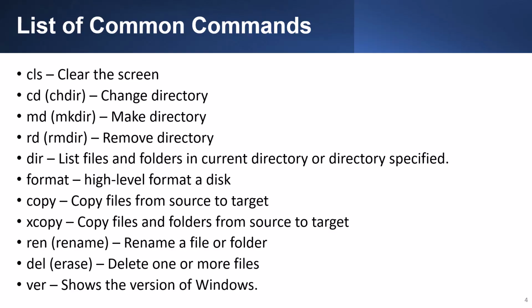The dir command will list files and folders, and format is used to perform a high-level format on a disk. To copy files, you can use copy or xcopy. Ren or rename can be used to rename files or folders, and del or erase can be used to delete one or more files. The ver command shows the Windows version and build number.